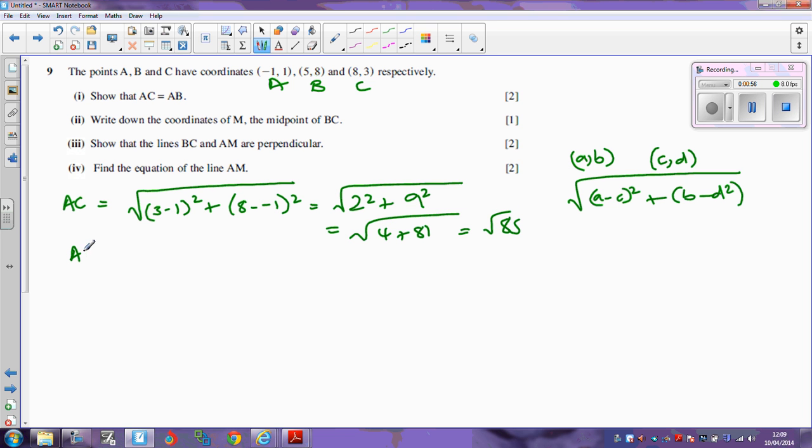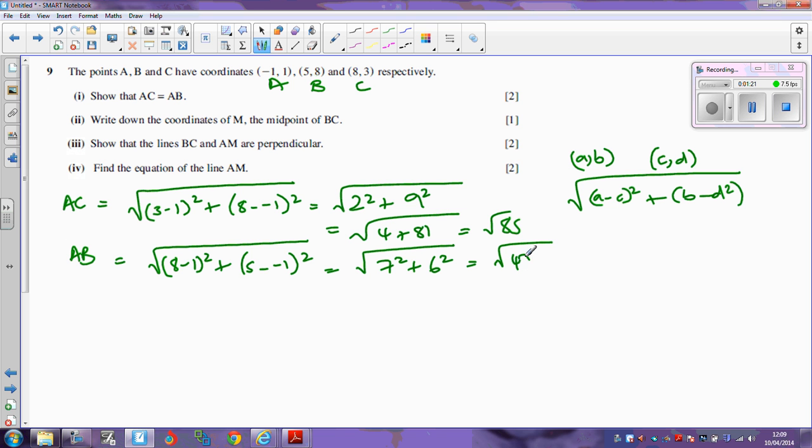If we now find the length of AB, so AB is going to be the square root of, so that's these two, so 8 minus 1 squared plus 5 minus minus 1 squared, so that is 7 squared plus 6 squared, which is the square root of 49 plus 36. And if we add 49 and 36, we again get 85. So AC is root 85, AB is root 85, therefore AC is equal to AB.